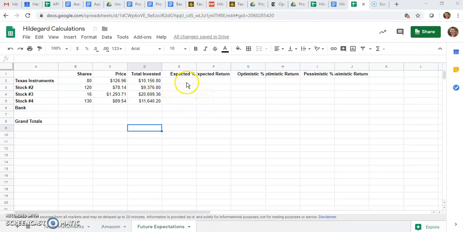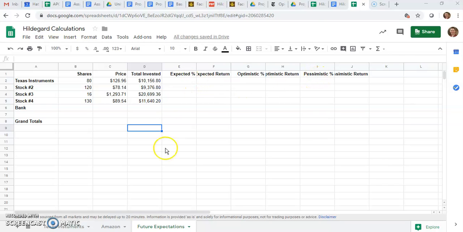So, we have three different percentages here. The expected percentage, you're going to use the 5-year average for that. The optimistic percentage, for that you're going to use the best of the 5 individual years, and the pessimistic percentage, for that you're going to use the worst of the 5 individual years. There's a good chance the pessimistic one will be negative.